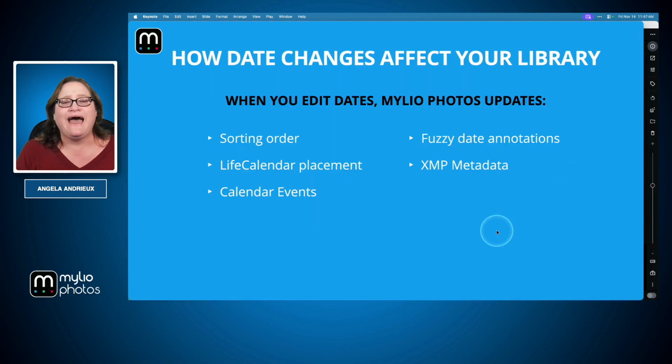And just a few things about how these date changes affect your library. This changes how they sort. So when you click to sort by date and time, this changes how they're sorted. It changes where they're placed in your life calendar. If you've created calendar events that are date-based, if the date changes, that's going to put those other pictures into those events, if that's applicable. Fuzzy dates have what we call annotations. You might have noticed that.